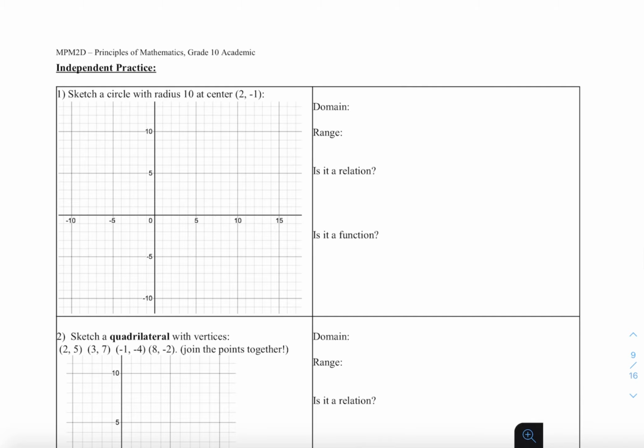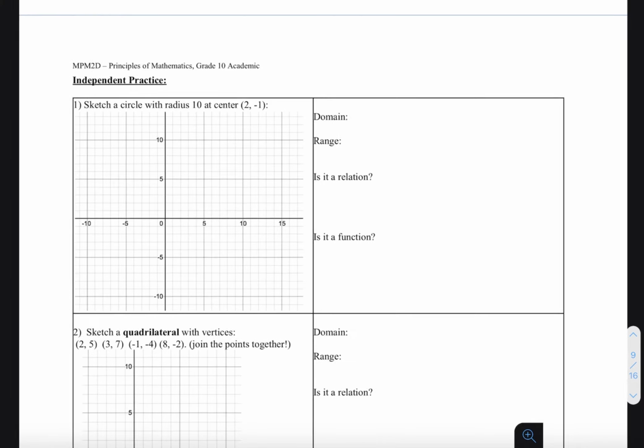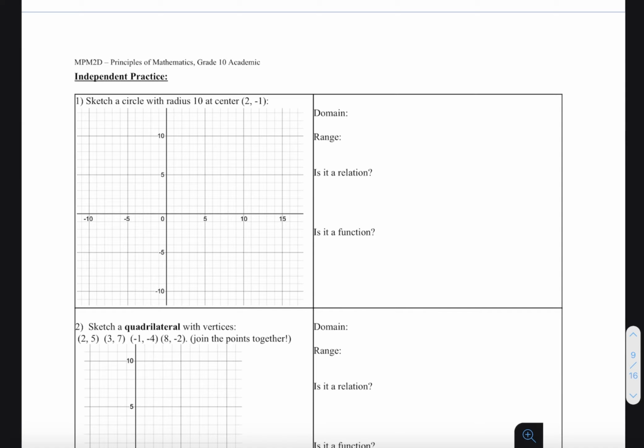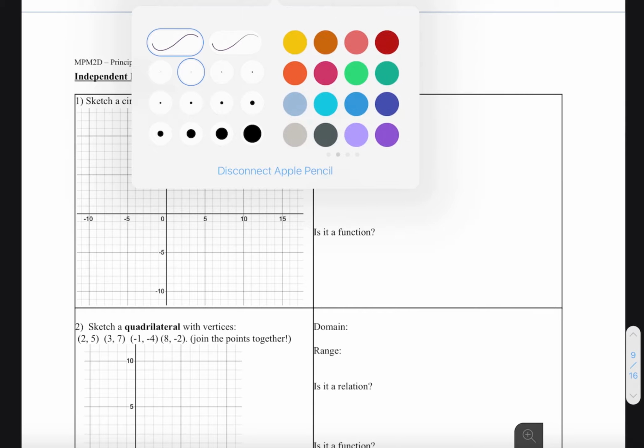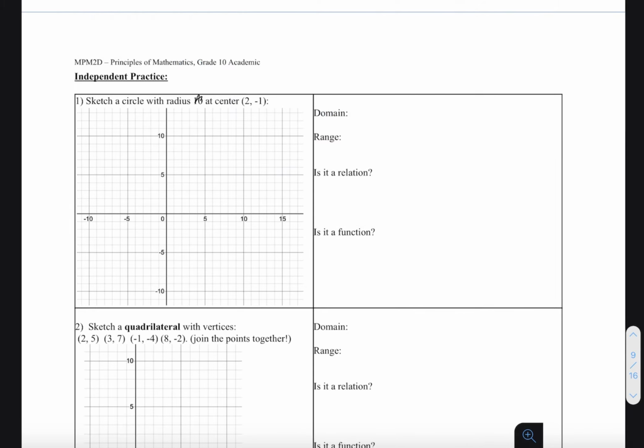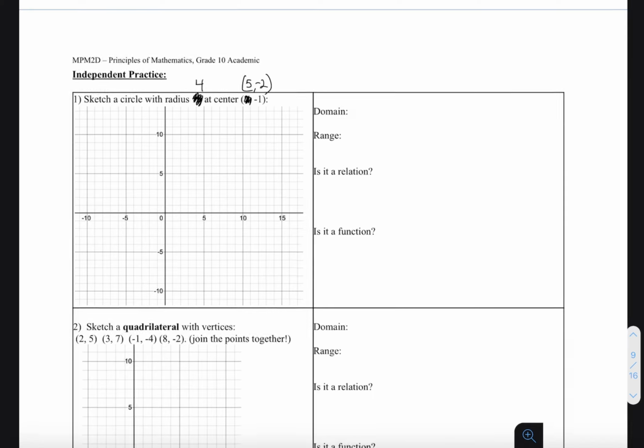So I'm going to stop talking now, and I would like you guys to try these questions. I actually wanted to change this one a bit. So we're going to make this a radius of 4, and we're going to move the center to 5, -2. All right. So good luck with these guys. Pause the video, try them yourself, and then resume the video and look at my answers. Good luck.